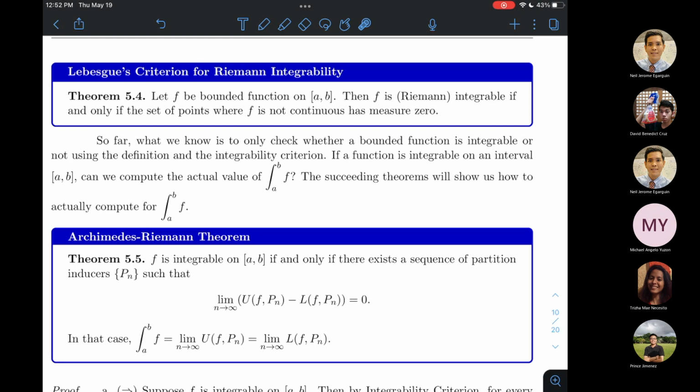Kasi sabi ni Lebesgue, integrable siya if and only if dapat yung points of discontinuity niya has measure 0. But the Dirichlet function being discontinuous on the entire closed interval 0, 1, which turns out to have measure 1, then the Dirichlet function is not Riemann integrable. Kasi itong Lebesgue criterion ay if and only if.